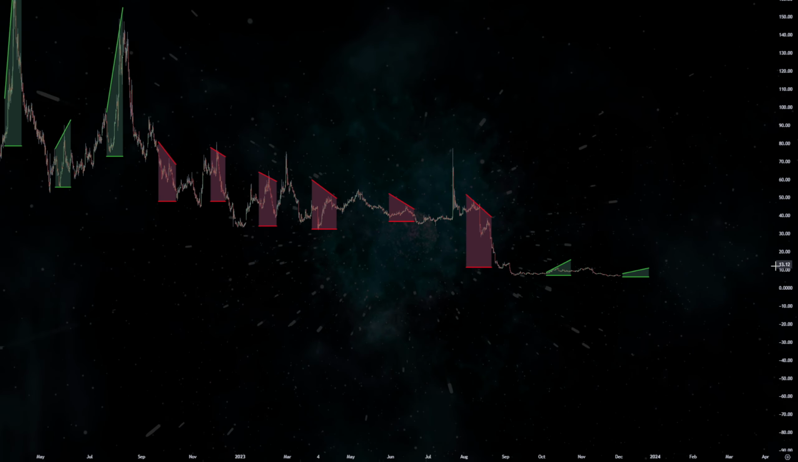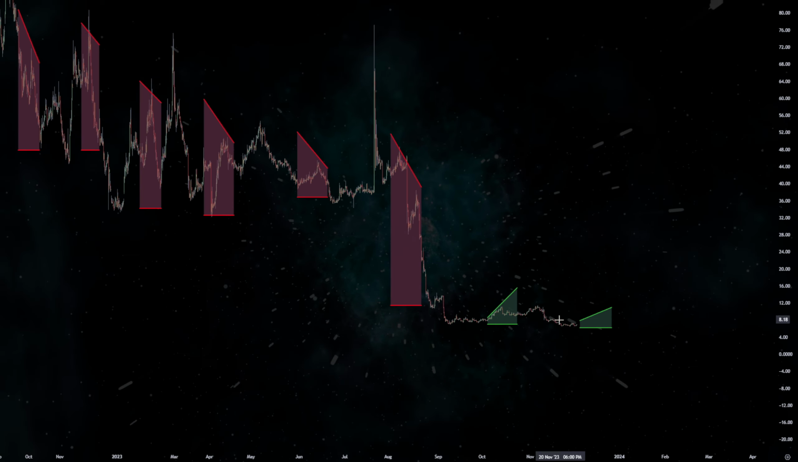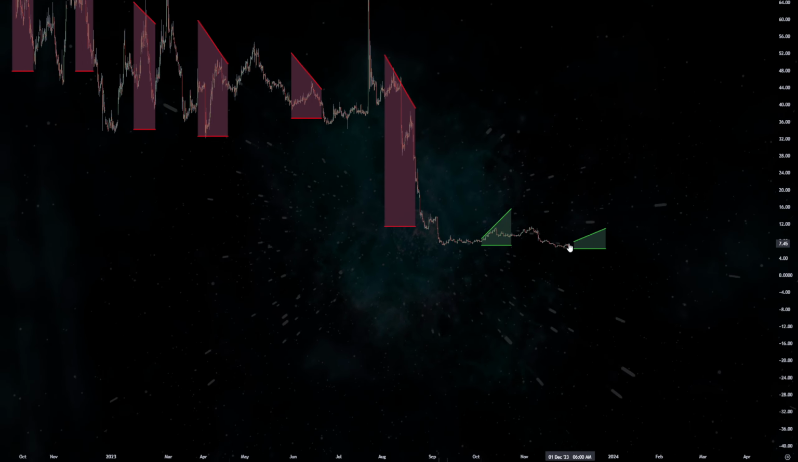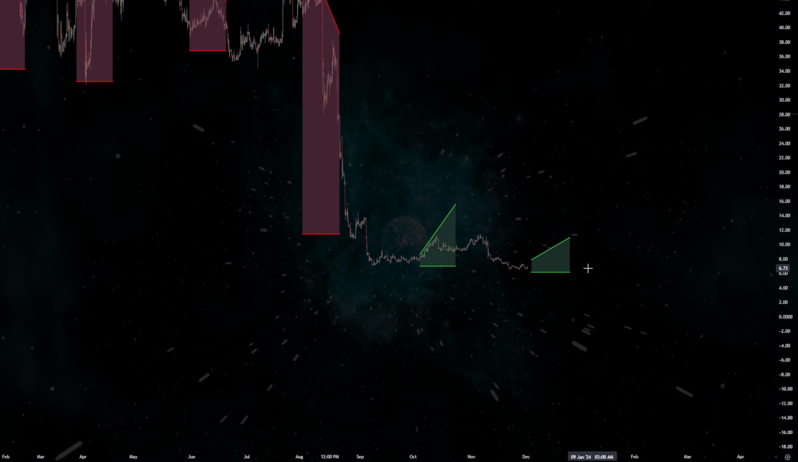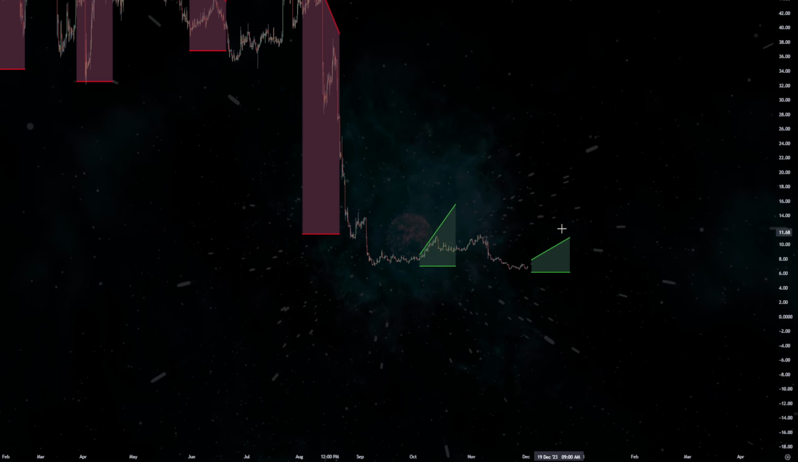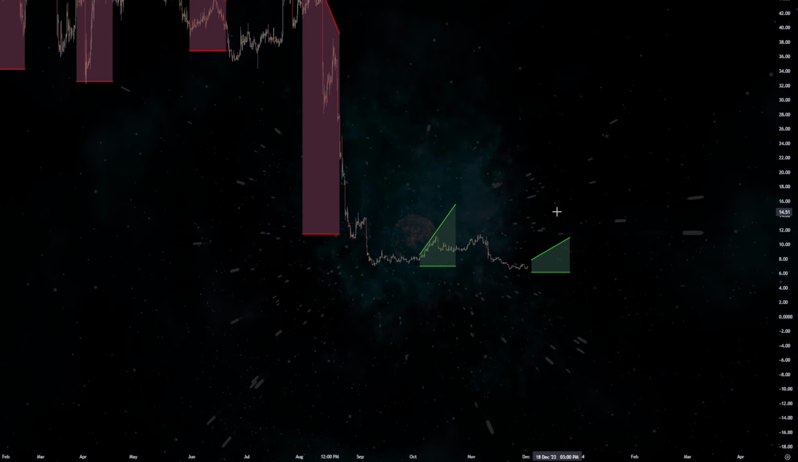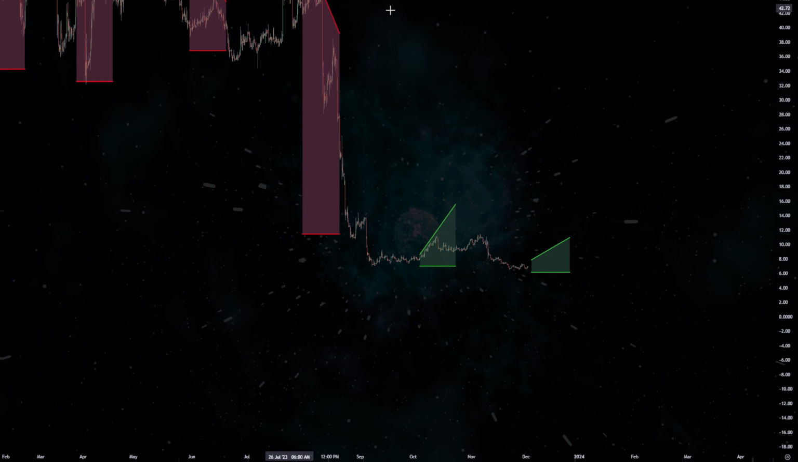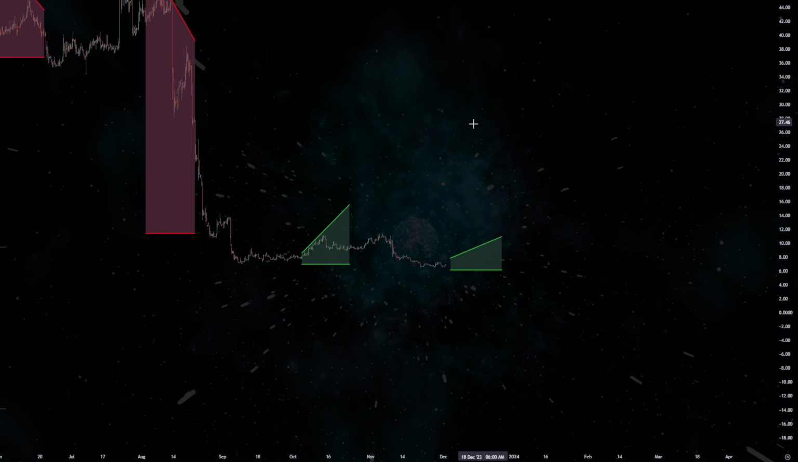But that being said, guys, I am bullish on this POI. I do think we're going to experience some kind of bullish pressure, and I do think the price is going to go up to about the $9 to $10 range, and I'm going to talk about why I believe that. All right? So let's get started.